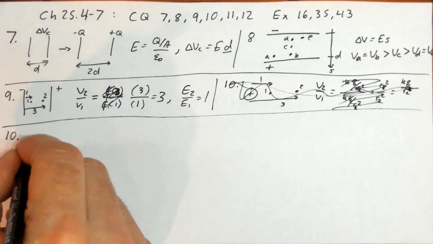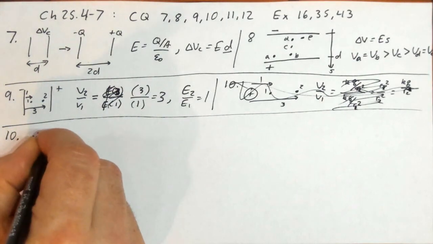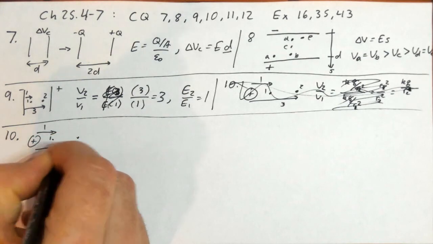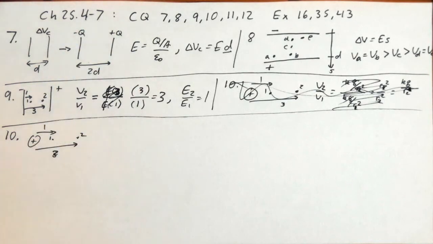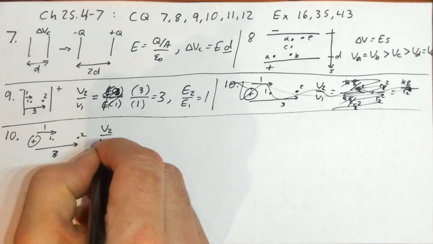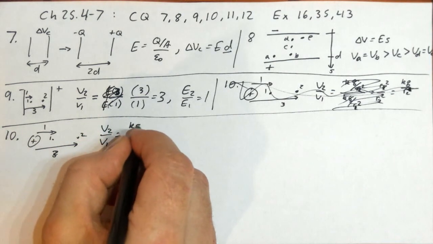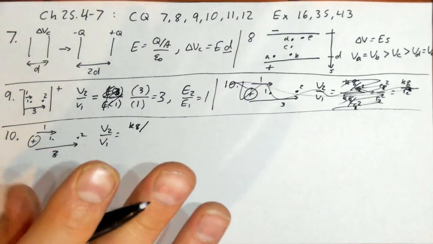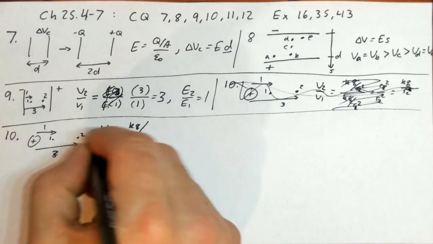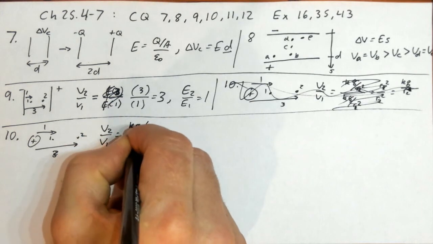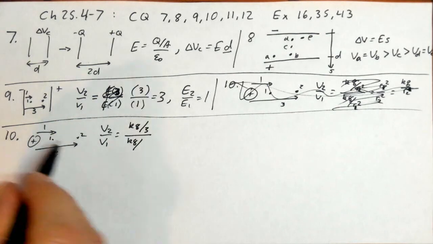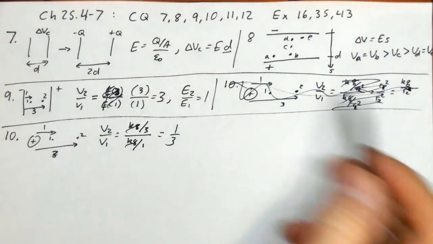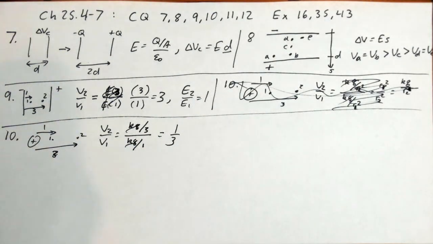Okay, so we have 2 points. This is 1 millimeter, 2 millimeters, this is 3 millimeters. This is 0.1 and 0.2. And V2 over V1 is what we're looking for, and I'm just going to go ahead and plug in the equation for a point charge. It's KQ over the distance, just the distance, not squared. And so that's going to be V2 is 3, KQ over the distance, for V1, which is just 1. Same charges, so we get a 1/3 there.